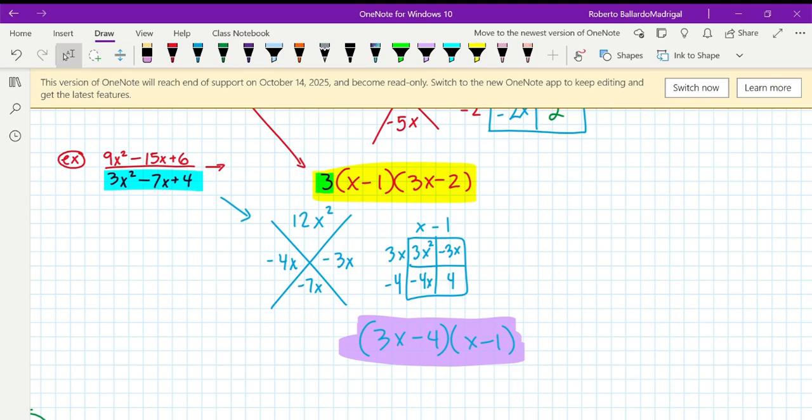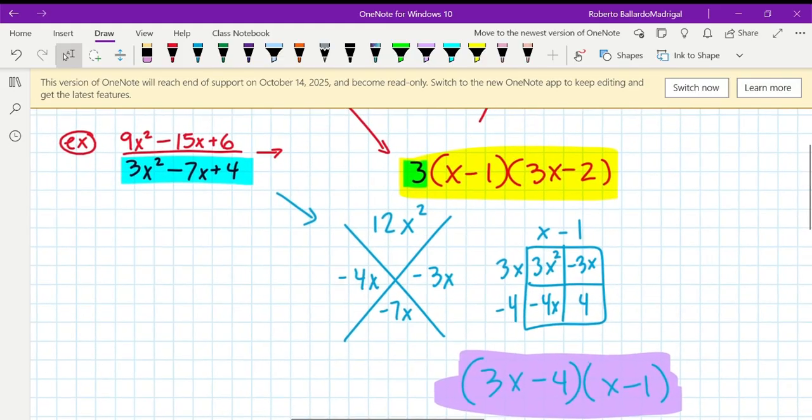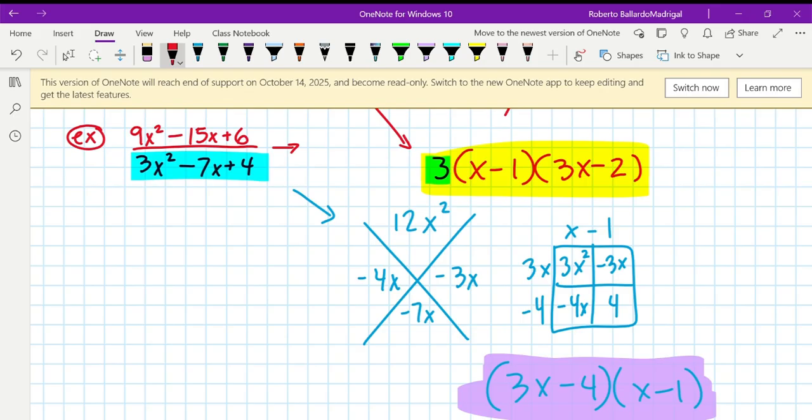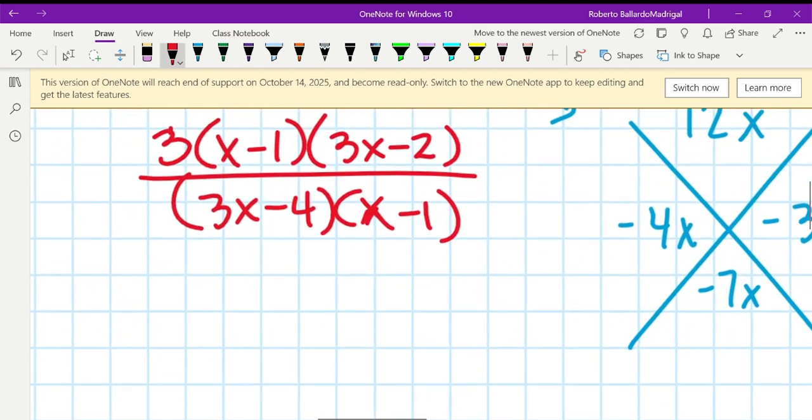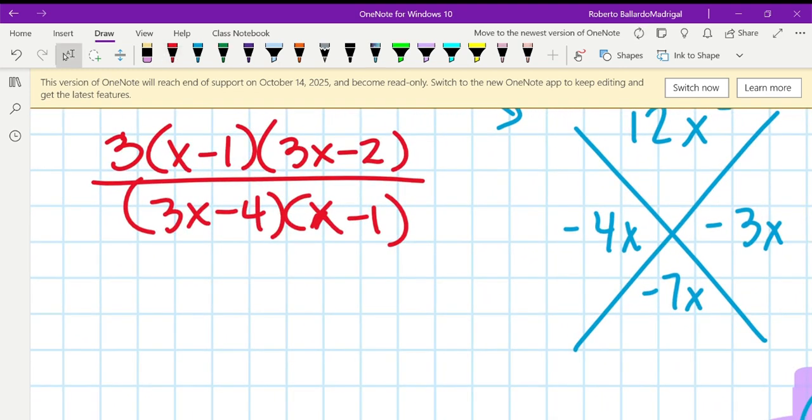Okay, so from the bottom, we get 3x minus 4 and x minus 1. So I'm going to rewrite it down here. So we had 3 times x minus 1, 3x minus 2, over 3x minus 4, x minus 1. Okay, we've just factored top and bottom. We're now going to find the EVs. So you have to find the EVs for this x and for this x right there before we cancel anything else out.